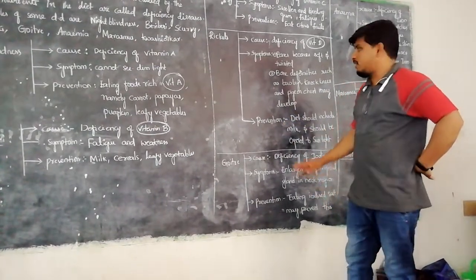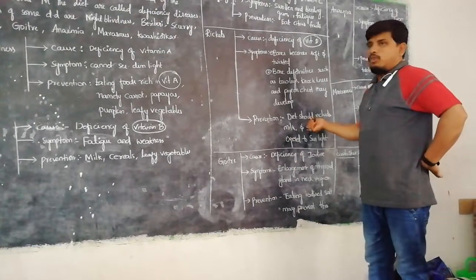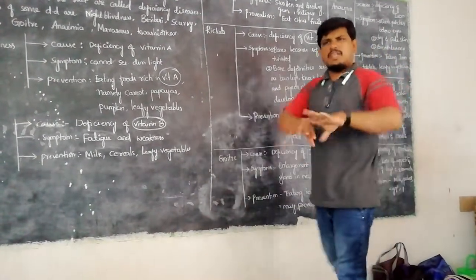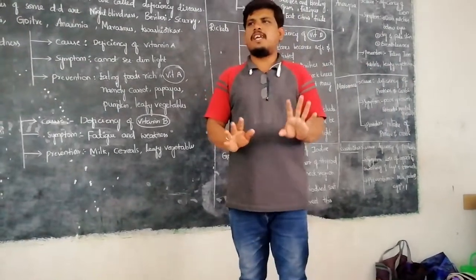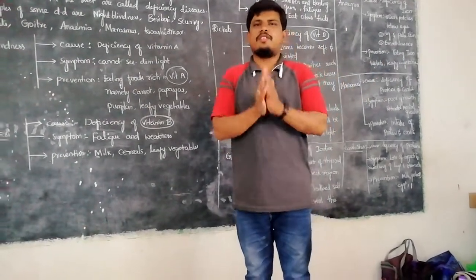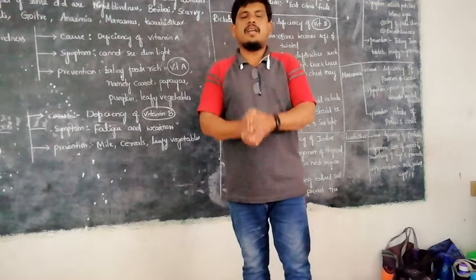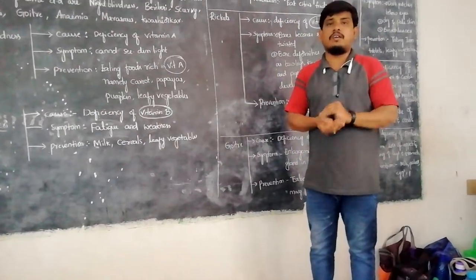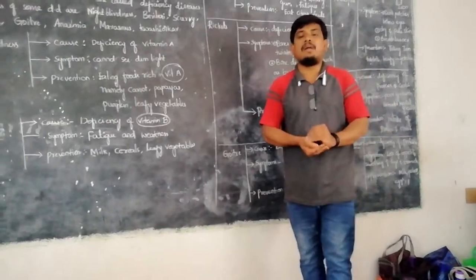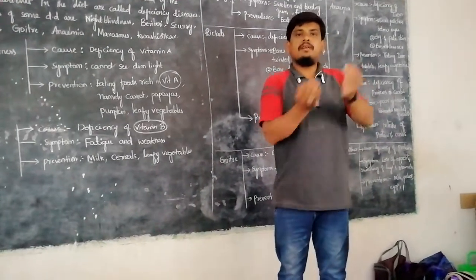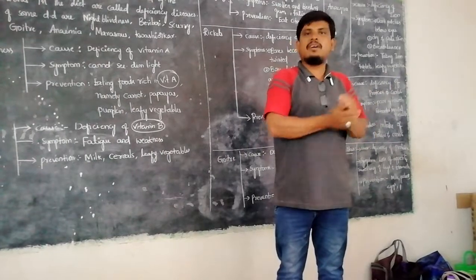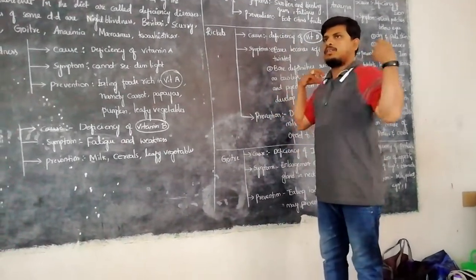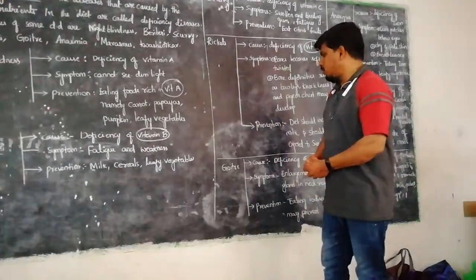Sir, how can we prevent rickets? Your diet should include milk as well as sunlight. Sir, can we eat sunlight? No, you don't eat sunlight. You just sit in the sunlight for some time. Spend some time in the sunlight. Moreover, this is majorly seen in infants, I mean small children. That is the reason why our grandparents or parents make the children play in the sunlight in the early morning. Because early morning sunlight supplies the vitamin D to our body.